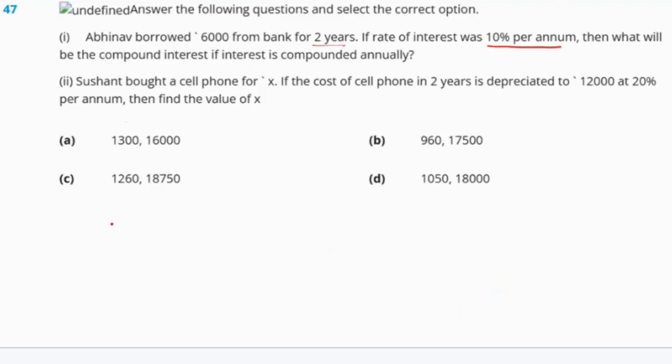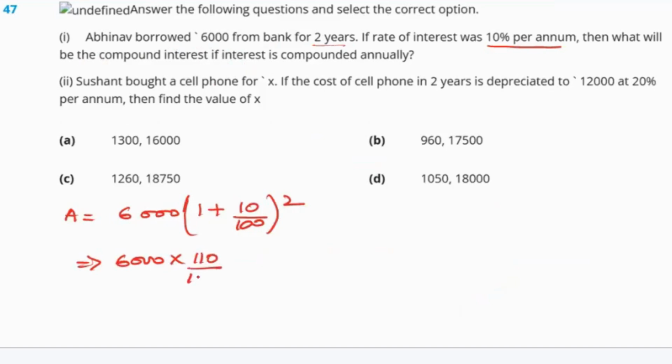Okay, so it will be what? For compound interest, first we need to find the amount, which is P times 1 plus R by 100 raised to the power 2, where R is 10. When we solve it, we get 6,000 times 110 by 100 times 110 by 100. Correct? We can cut two zeros from here, one zero from here, and one zero from here. Now we are getting 6 times 110 times 11.